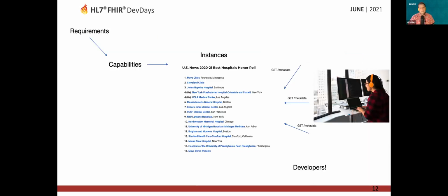The final tier here is what I'm going to call instances. This is where the actual rubber meets the road. These are the actual APIs that our happy software developer, now pictured here, can use. I used the US News top 20 hospitals as a proxy for this, but this could be anyone who buys software from someone on the last slide. So it could be a one-doctor practice. It could be a 50-hospital health system.